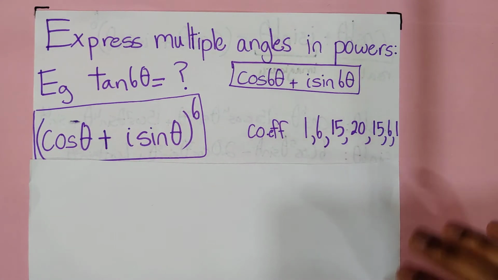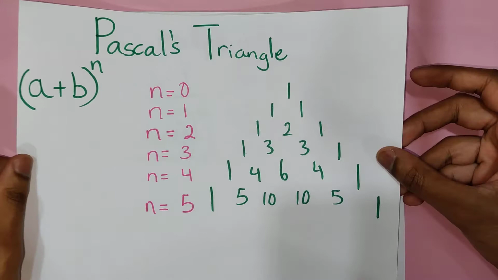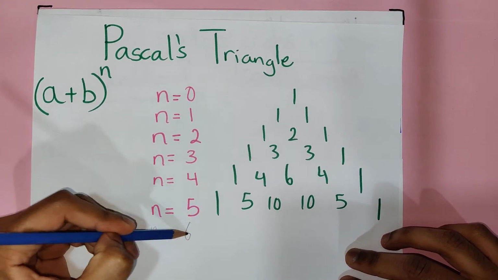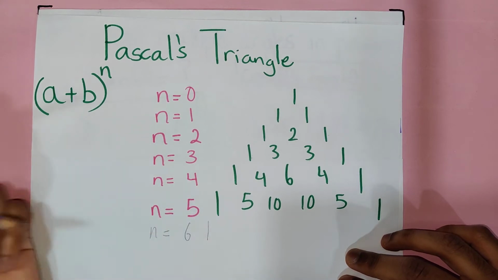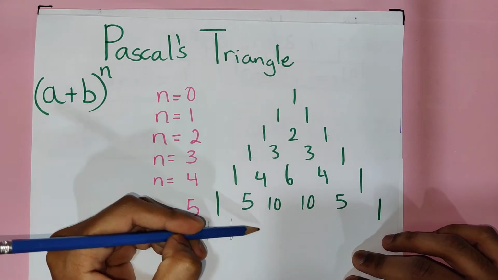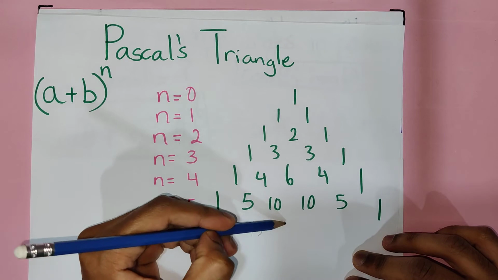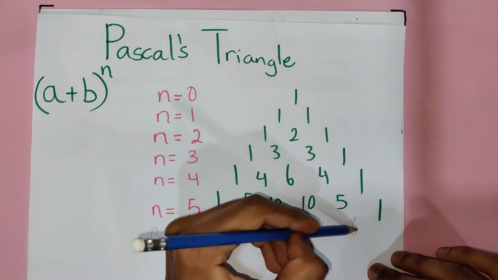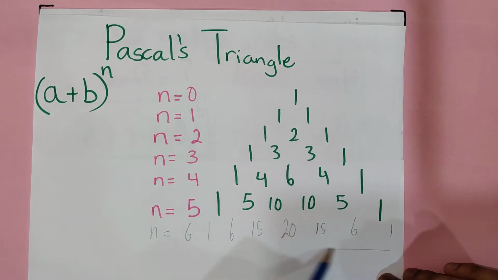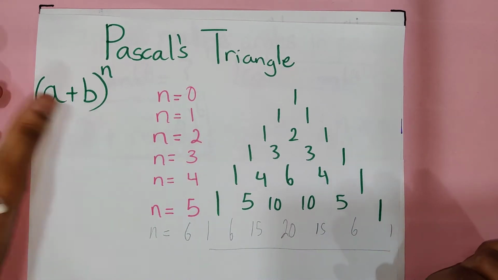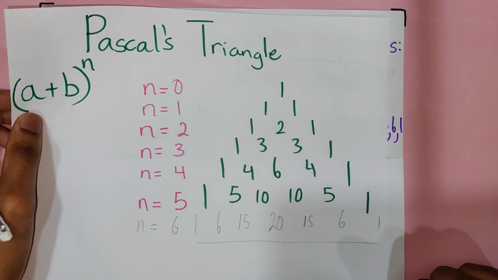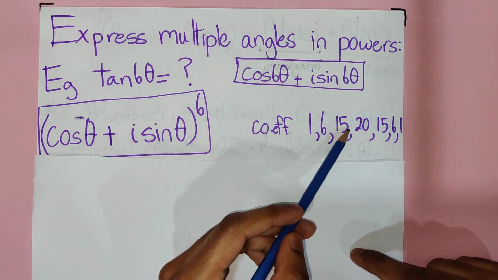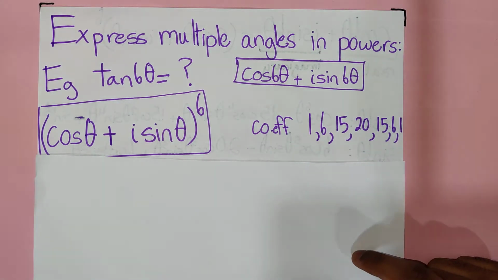So from Pascal's triangle, we know that if n equals 6, firstly, we're going to have a 1 on this side, and we're going to have 6, then 5 plus 10 gives 15, 20, and we know it's going to be symmetrical, so we go back to 15, 6, and then 1 again. So these will be the coefficients when we raise a binomial to the power of 6. So we have the coefficients as 1, 6, 15, 20, 15, 6, and 1.